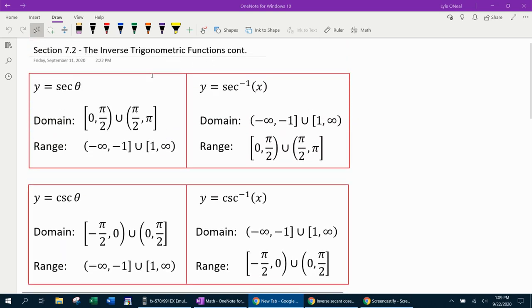So let's get started. First of all, I've got some information here for secant and the inverse secant, and I'll give you a second to pause the video and write that down if you want to.